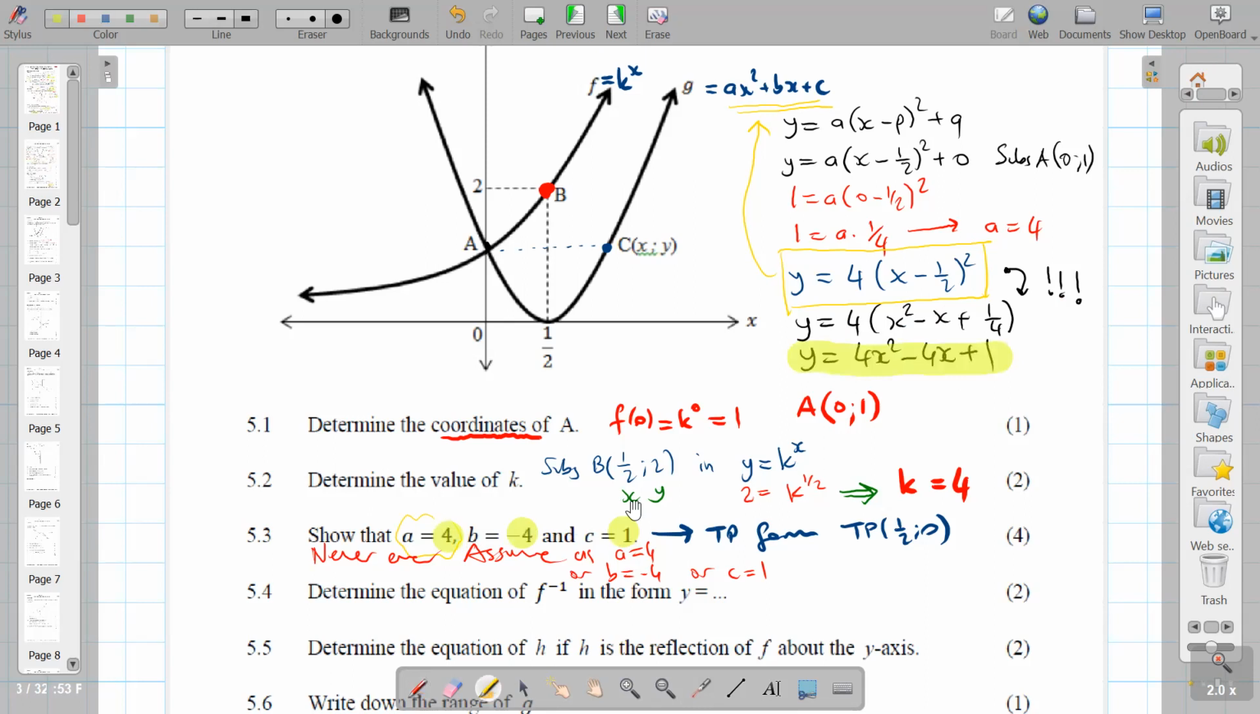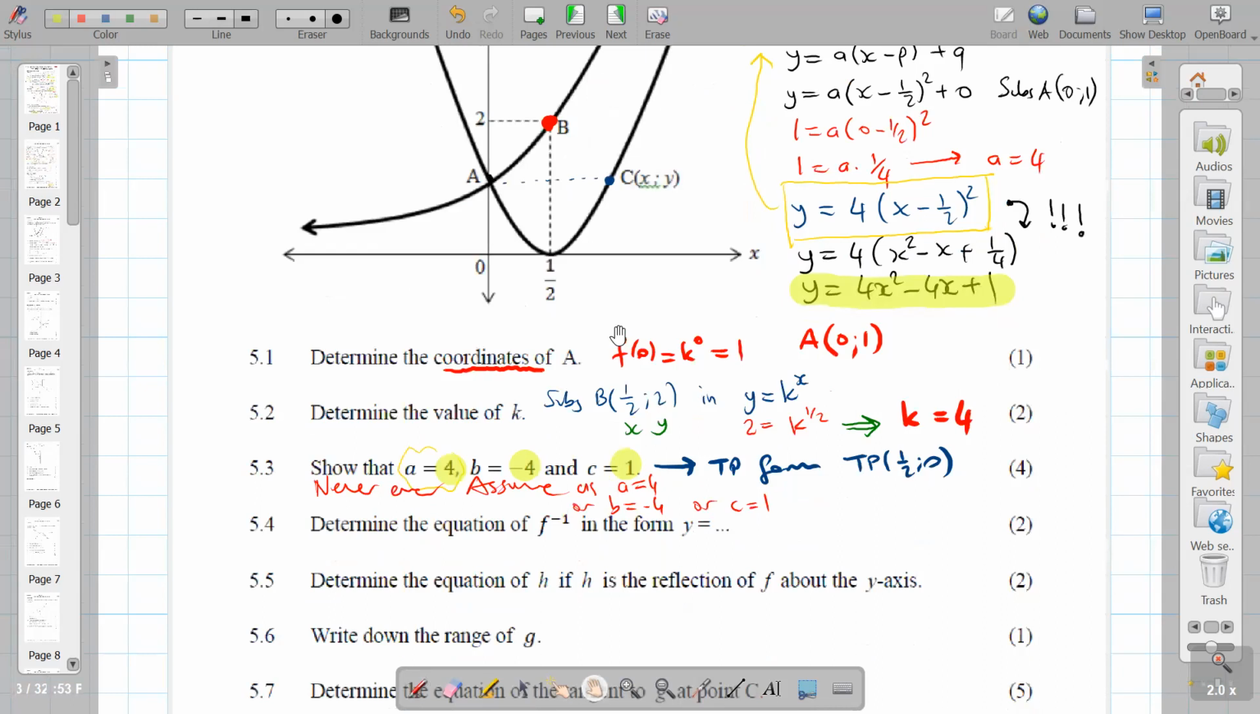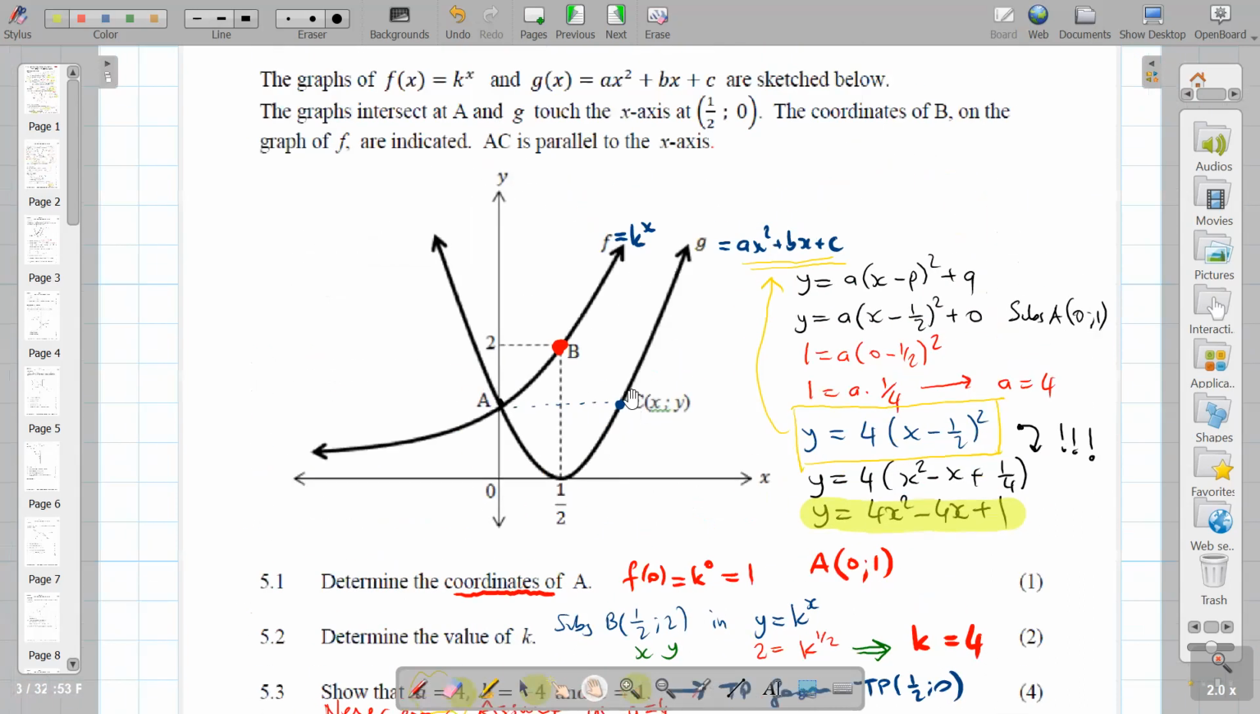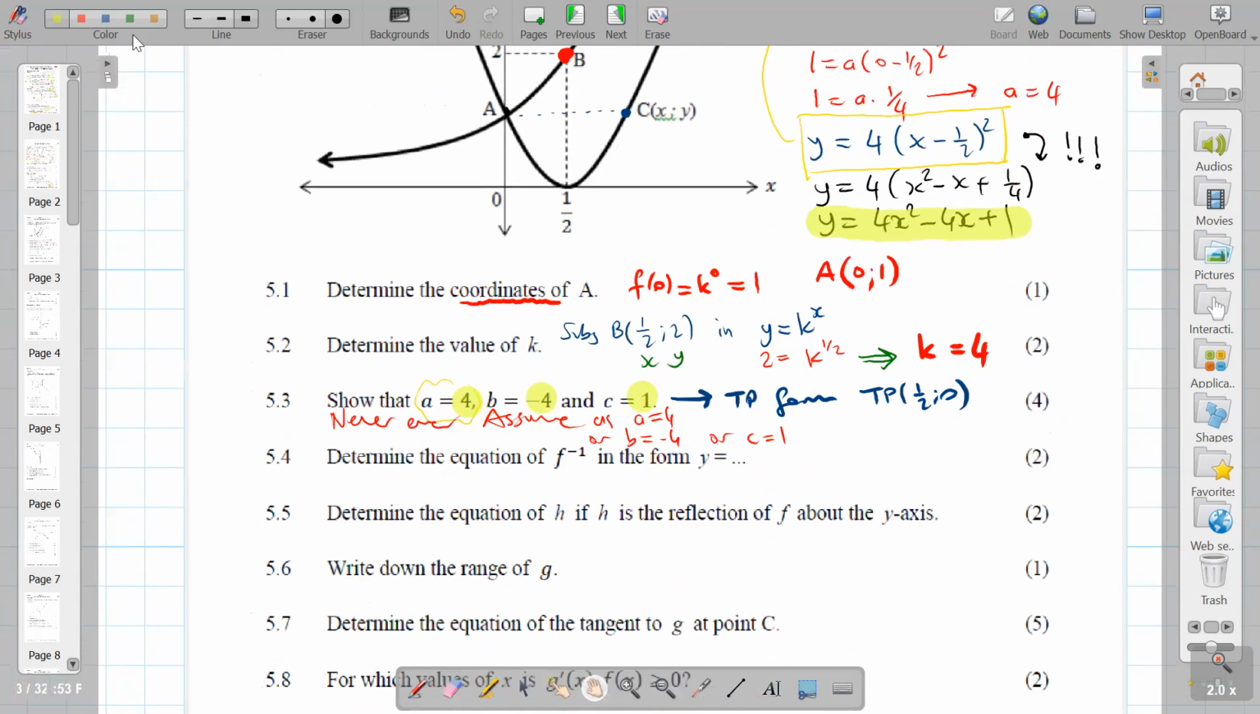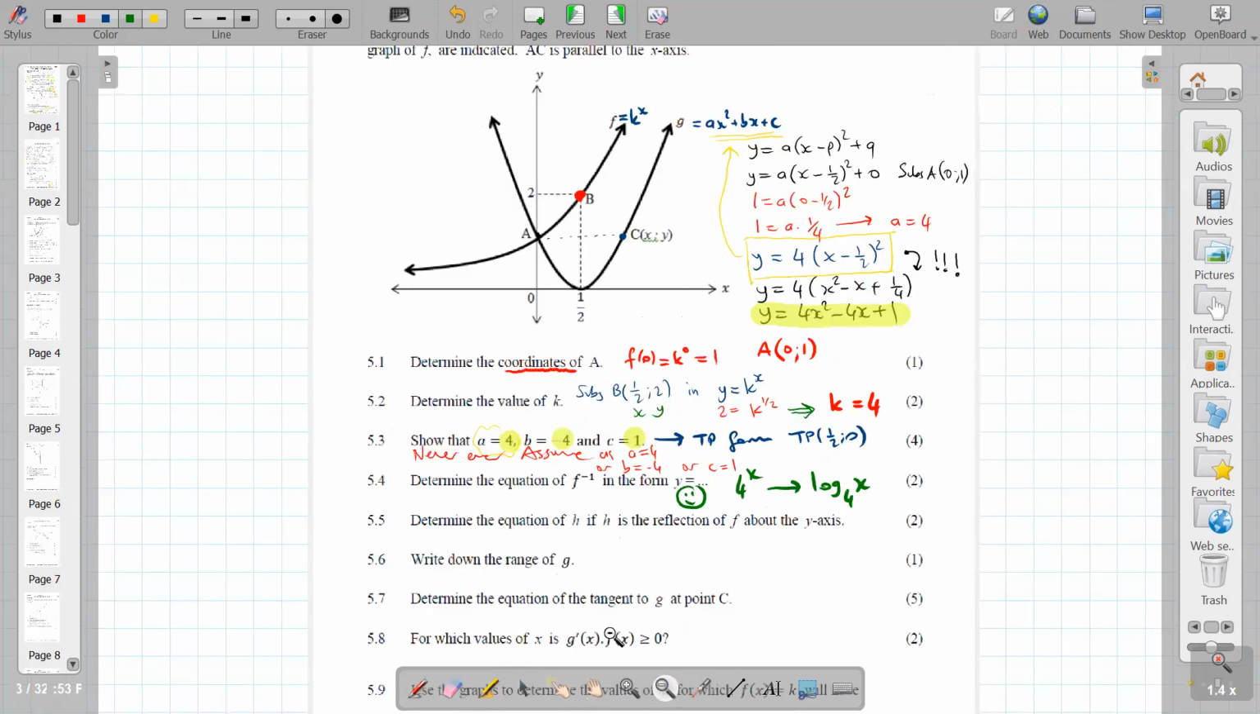All right. Now, determine the inverse of f. So that's fine. I'm not going to take long on this one. So f is 4 to the power of x. Yes, that's the original function. So the inverse of 4 to the power of x is log base 4 of x. You can swap x and y values and so on. That wouldn't be a problem. That's nice.